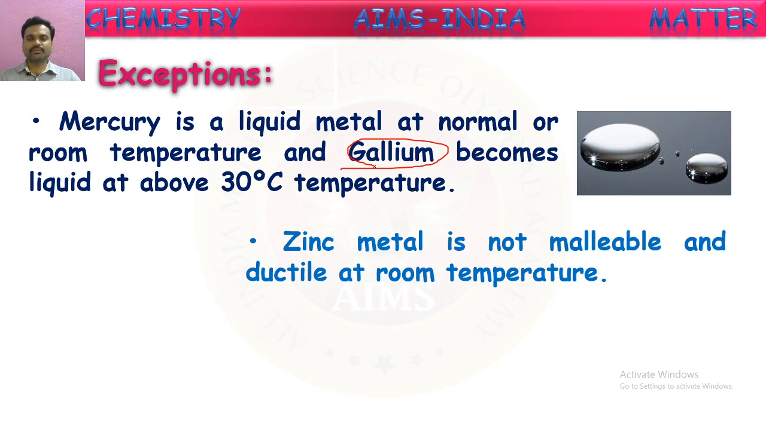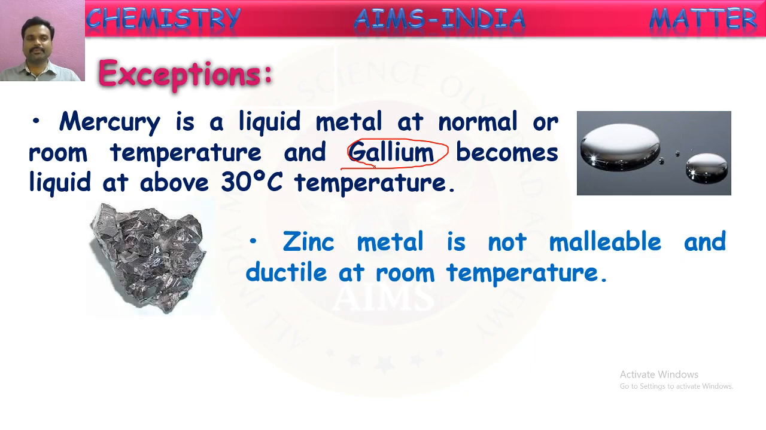Zinc metal is not malleable and ductile at room temperature. As we said, mostly all the metals are malleable and ductile. But some metals are there, like zinc. They cannot be beaten into sheets or drawn into wires. They are brittle. Okay.